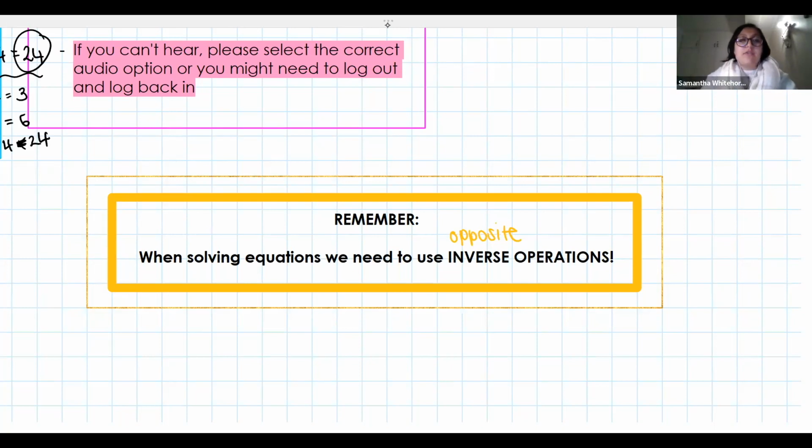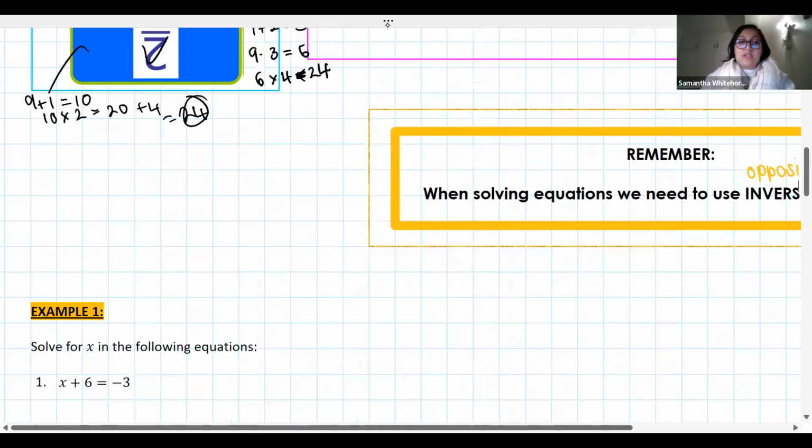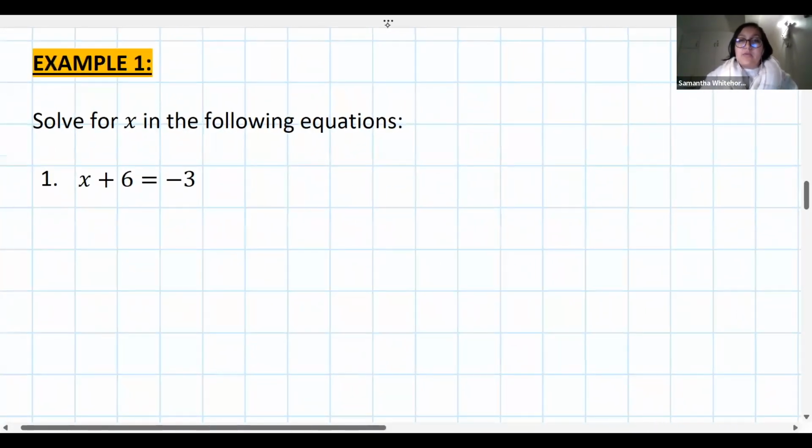So if we start with our first one, just nice and easy to ease us in so that we remember what we spoke about on Monday, we've got x plus 6 equals negative 3. So quickly on the chat, I want to see all those answers for what is x equal to. If x plus 6 equals negative 3, what is x equal to? So basically solve the equation for me.